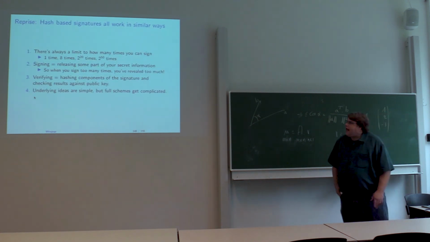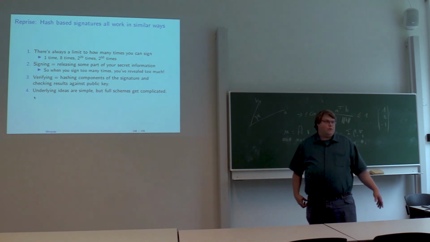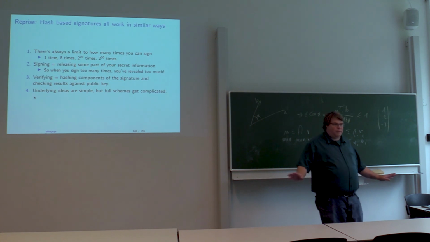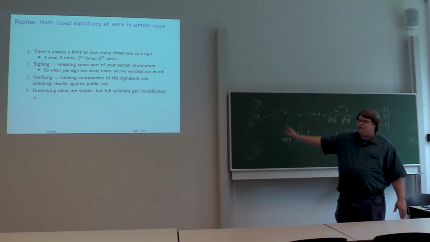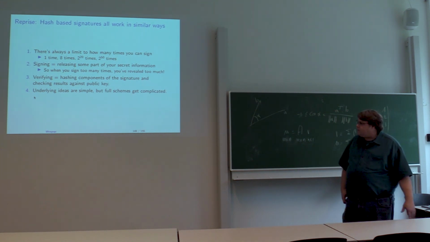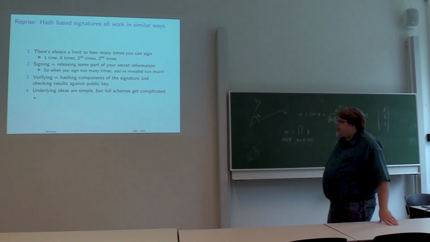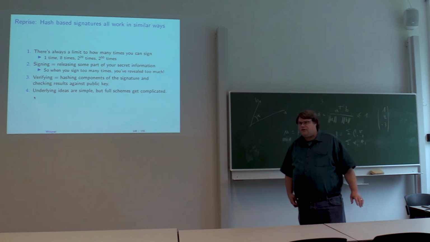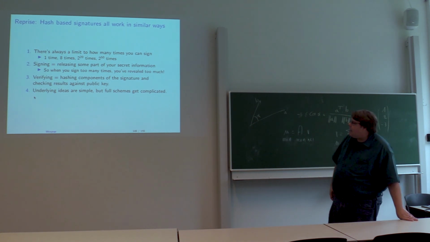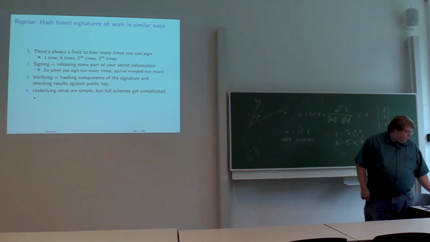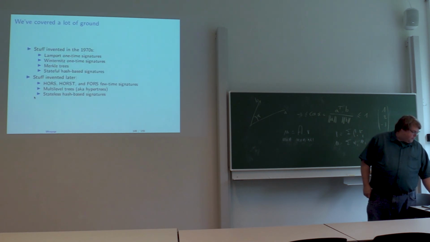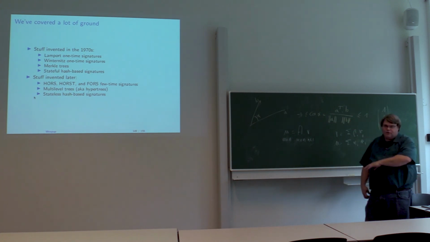If you don't remember all the details, which you won't unless you go look at these things, you can remember that all of these hash-based schemes have these properties. There's always a limit to how many times you can sign. Signing is always revealing secret information, which is why there's a limit. Verifying is almost always just taking pieces of the signature, hashing them, and then comparing them to the public key, maybe chasing down a Merkle tree path. All the underlying ideas are simple, but then in the full schemes you pile everything on to get it to be practical. And so we've covered the 1970s and then later.